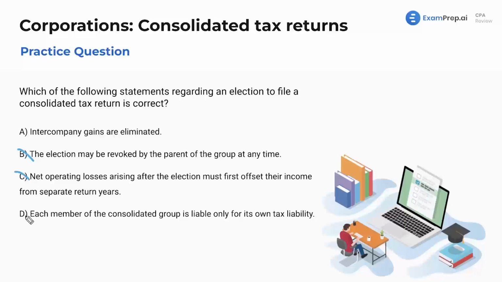And then final one here, letter D, each member of the group is liable only for its own tax liability. That's completely against what we discussed. You share that liability at the end of the day. That's why you got to assess, is this a good or a bad idea to consolidate? Sometimes it could be a good idea, sometimes it could be a bad idea. Final answer here is going to be letter A.